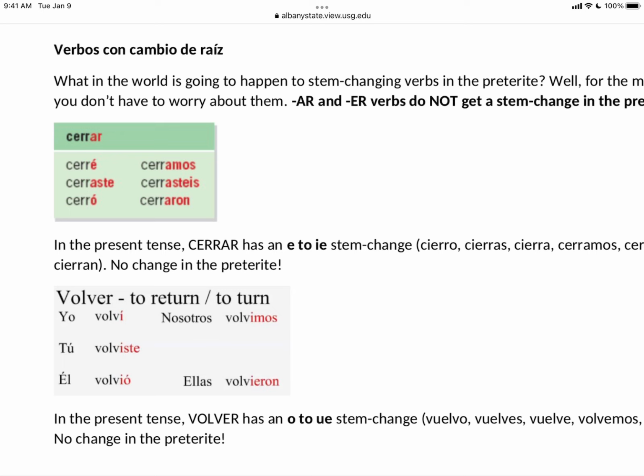All right, if you don't remember, stem changers in the present tense were, for example, cerrar, and we dropped the e and we added ie, and then our new ending in the present tense: cierro, cierras, cierra, and so on. And then there was no stem change in nosotros and vosotros, and we called those boot verbs, if you remember.